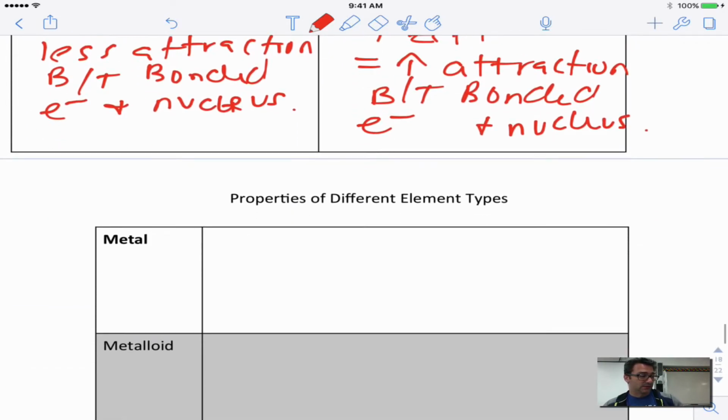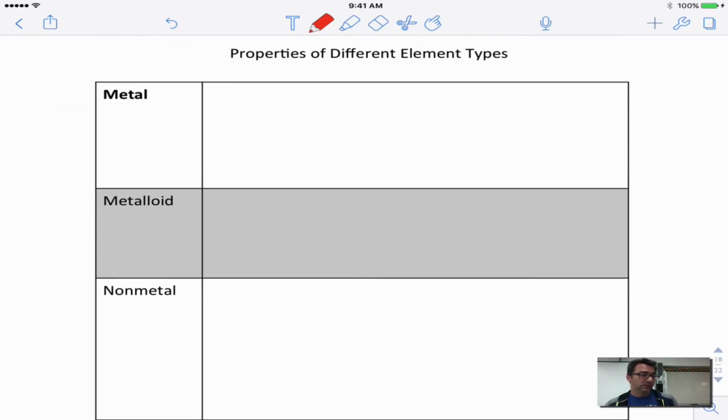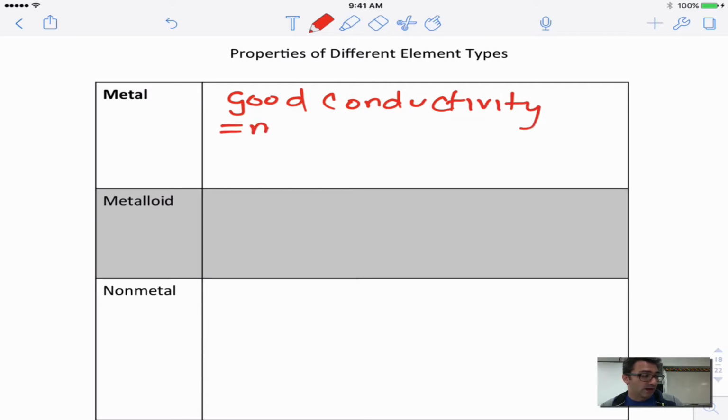So now, if I go down to this next slide, this generally lays out all the properties of the different types of elements. For metals, you should know that they tend to have good conductivity, and they mainly have good conductivity because they have mobile electrons. If you look at the ionization energy and the electronegativity of different metals, you'll see that they're generally low. Because of that, their electrons are mobile throughout the entire substance. When we do metallic bonding in the next chapter, we'll talk more about this.